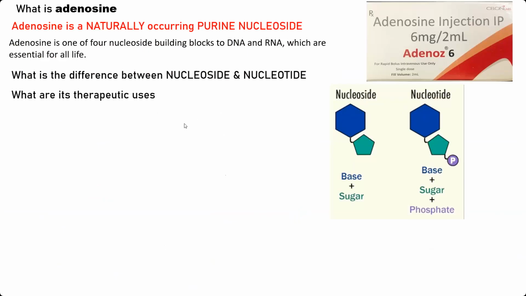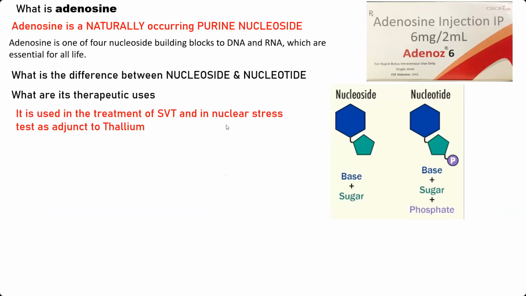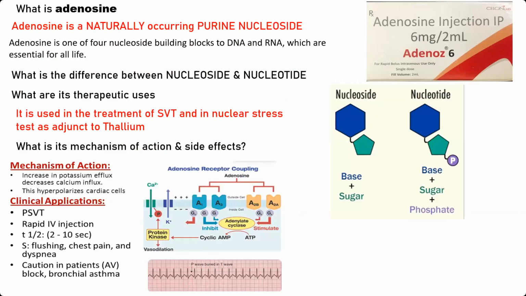What is the therapeutic use of adenosine? It is used in the treatment of supraventricular tachycardia, and in the nuclear stress test as an adjunct to thallium. What is the mechanism of action and side effects? It activates the adenosine receptor. It increases potassium efflux and decreases calcium influx, thereby hyperpolarizing cardiac cells. That is how the stimulation is reduced. The clinical application is paroxysmal supraventricular tachycardia. You give a rapid IV injection. Half-life is only 2 to 10 seconds, and it will cause flushing, chest pain, and dyspnea. It will aggravate bronchial asthma and AV conduction block, so it is contraindicated in these two conditions.